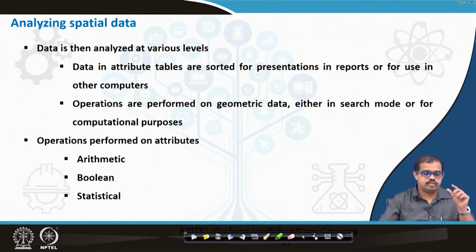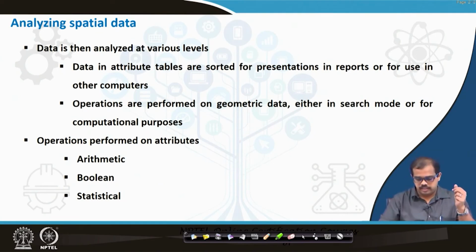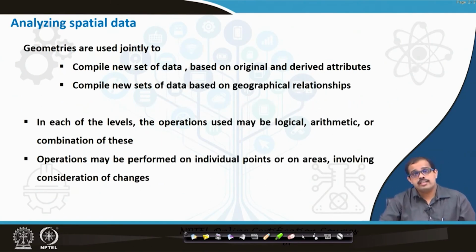Okay. So, when you are looking at this, the very important aspect that I spoke about in the previous slide is geometric data. When I say geometric data, it is associated with the geometry, shape of a particular area, object or any of the aspects that we have captured. So, geometries are used jointly to compile a new set of data based on original or derived attributes. It can be derived attributes, but geometry can also be original. Compile a new set of data based on geographical relationship.